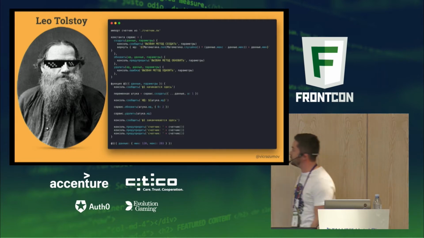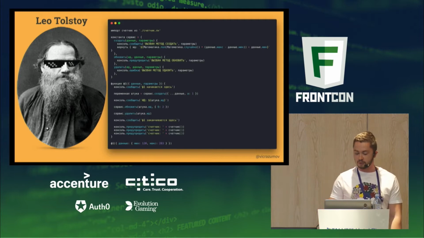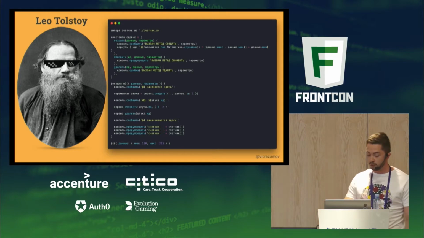So as you can see, this is just import something from a module. This is const service that is basically an object with some methods inside. This is a function. I have console.сообщить that is actually console.log. And then I call f1 with данные, that is data. So yeah, this is kind of stupid, but this is a good story to show you how loaders work.